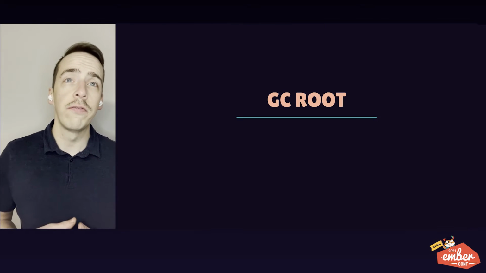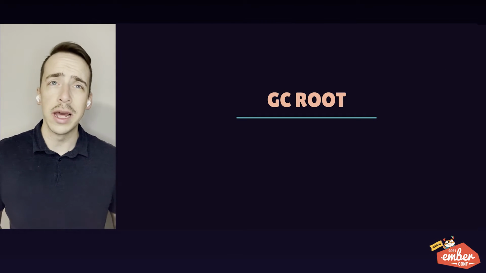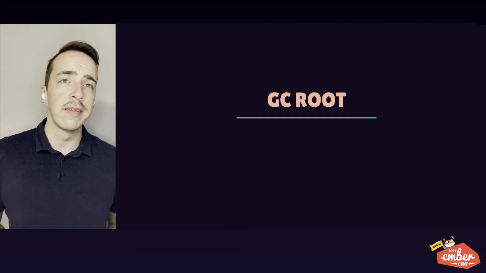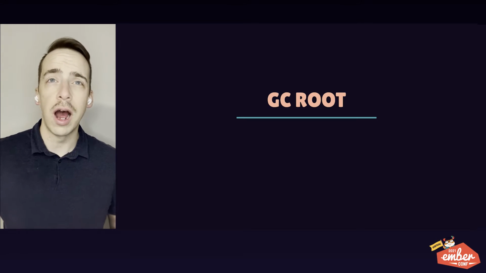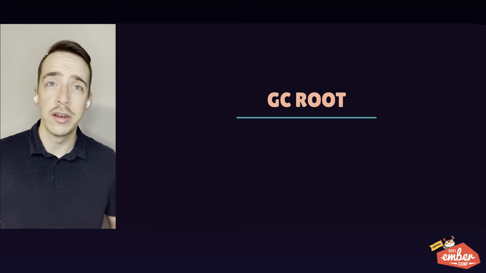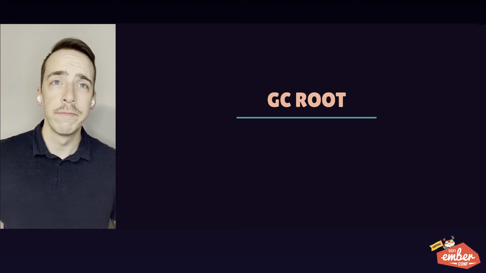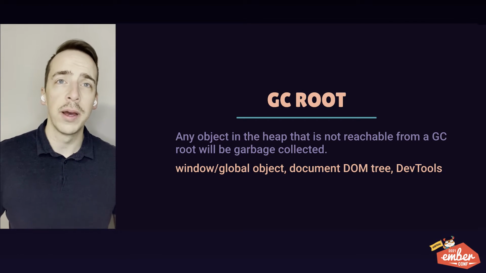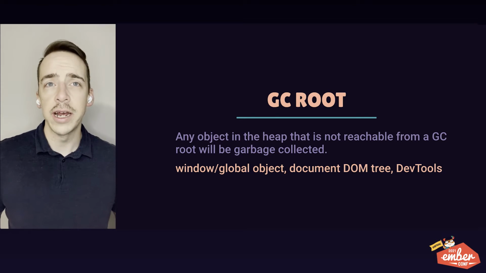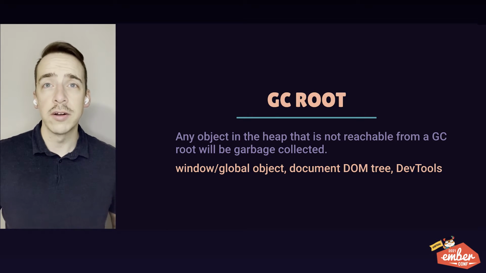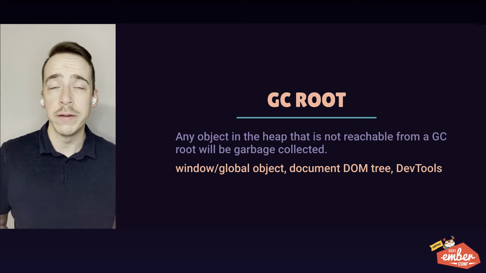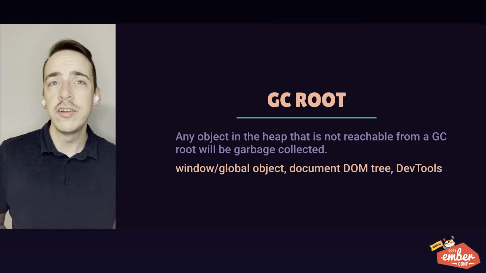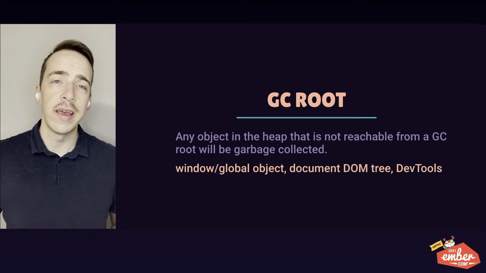All right, so if the JavaScript engine automatically reclaims memory, how does it know what it can reclaim and what our program still needs? Well, GC roots are objects that the JavaScript engine uses to determine what can safely be reclaimed. Each JavaScript environment has its own set of GC root objects, but you'll probably recognize them. Node.js has the global object, the browser has the window object, and the document DOM tree. And DevTools also creates a GC root when it is active. These GC roots are separate, but they're all part of the same heap.